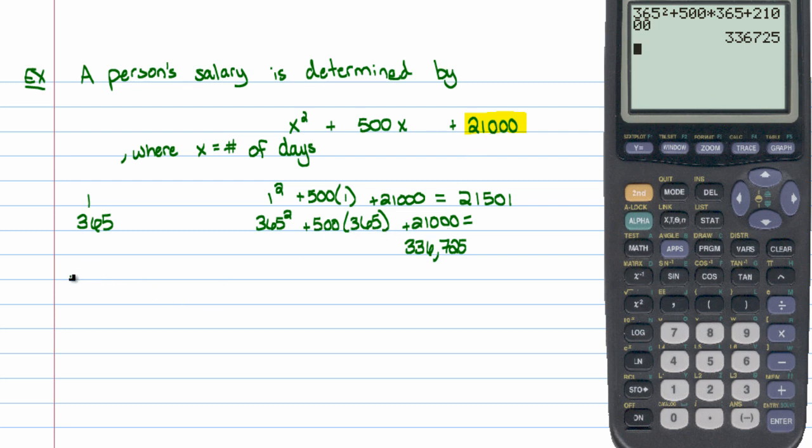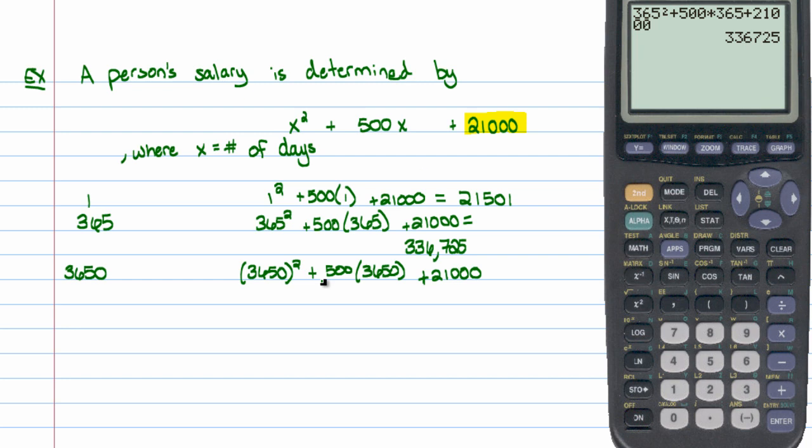Now let's see about maybe 10 years later. So let's pretend we're 10 years down the road. So that's 3650, so 3,650 days down the road. So here we go, basically x is the number of days, so I'll just plug that in for x. So I get 3650 squared plus 500 times 3650. And again, that additional 21,000, but at this point, we don't really even care about that additional 21,000 because it's going to be so small.